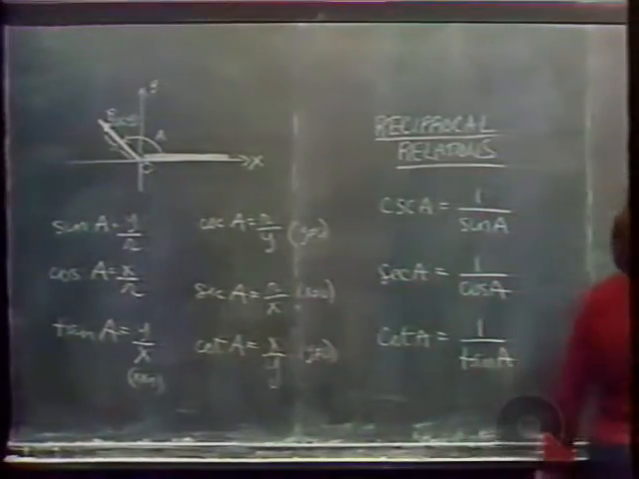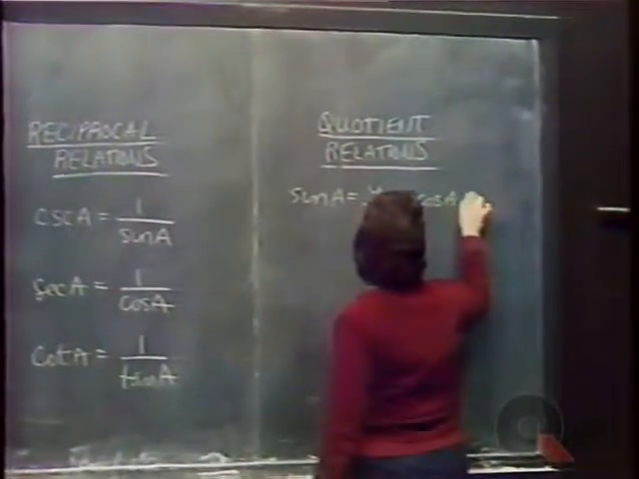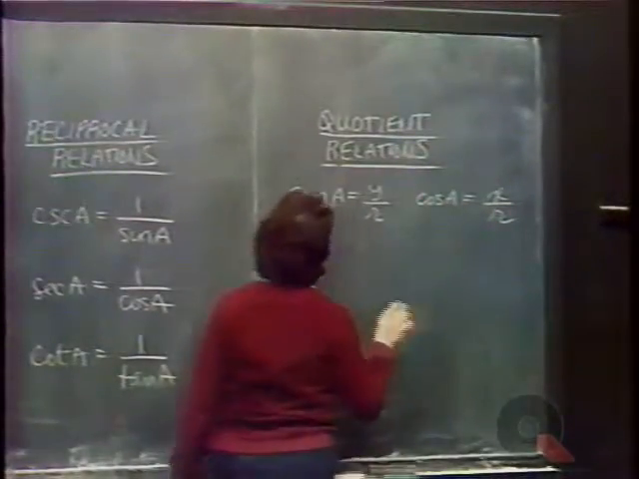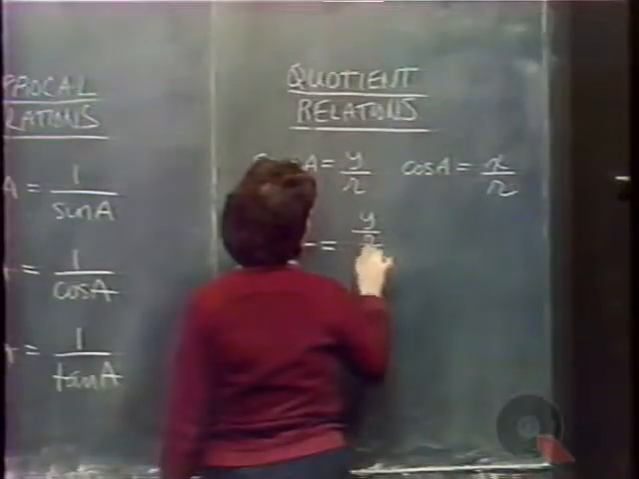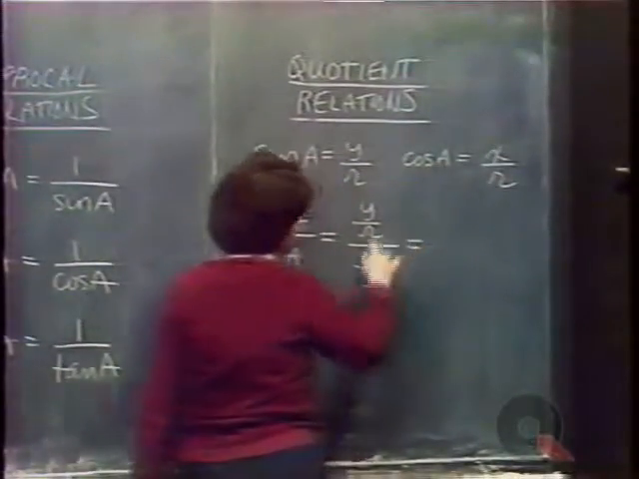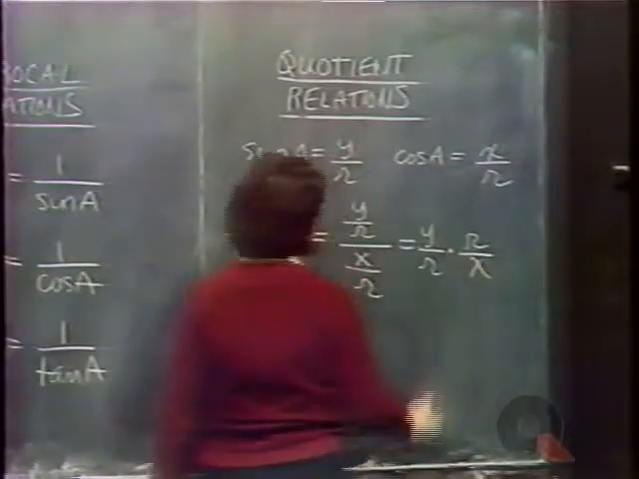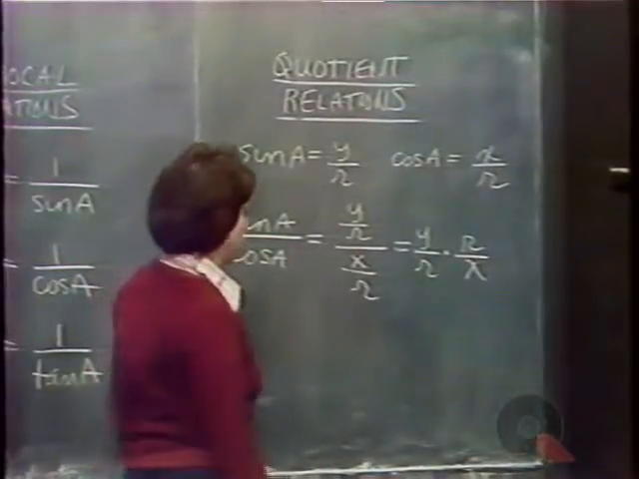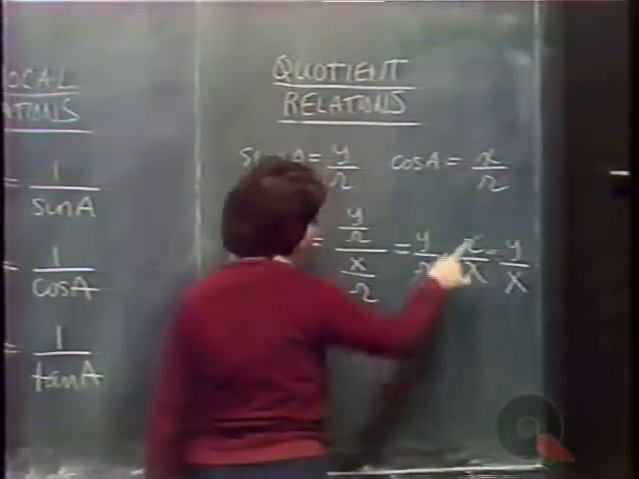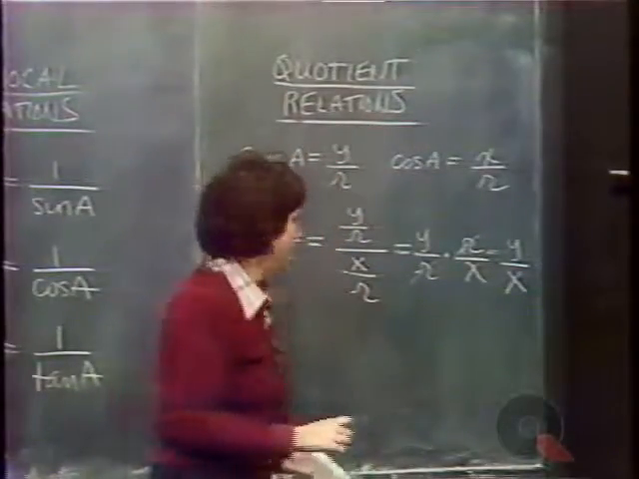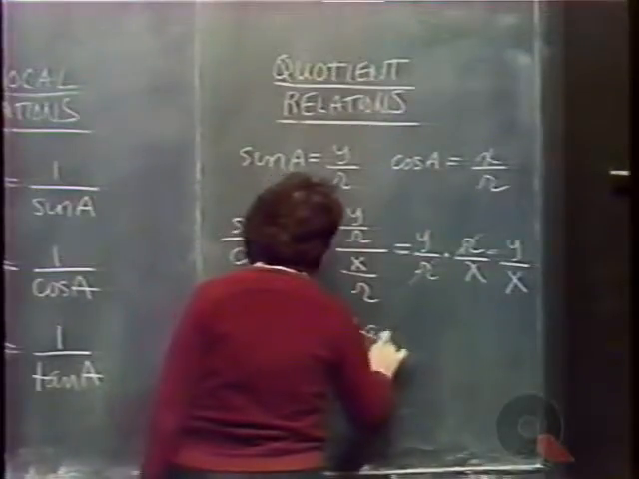Let me write that down for you here. Sine of A, as I said, is y over r. Cosine of A is x over r. If you were to take sine A and divide it by cosine of A, you would get y over r divided by x over r. Now, we all know to divide by that fraction, we can invert and multiply. So instead of dividing by x over r, we invert and multiply by r over x. The r's cancel, and we get just y over x. But if you look back at your definition, y over x is simply tangent A. So sine A over cosine A is tangent A.